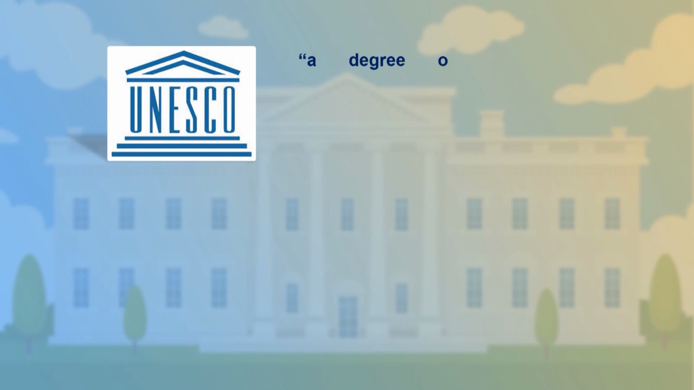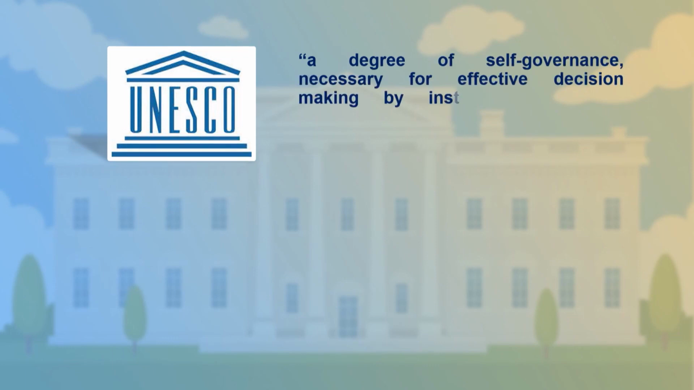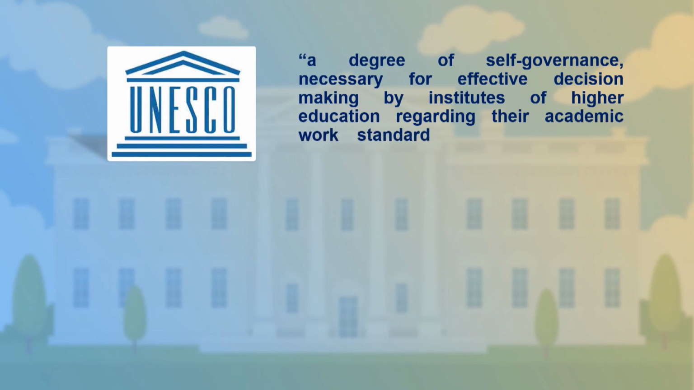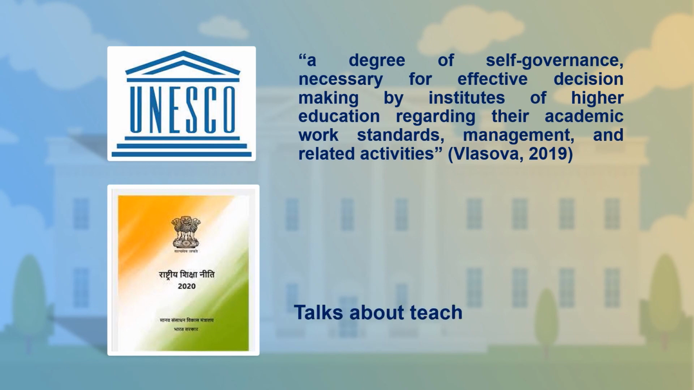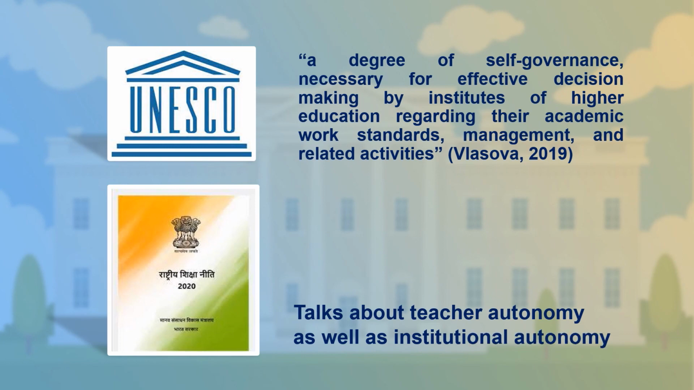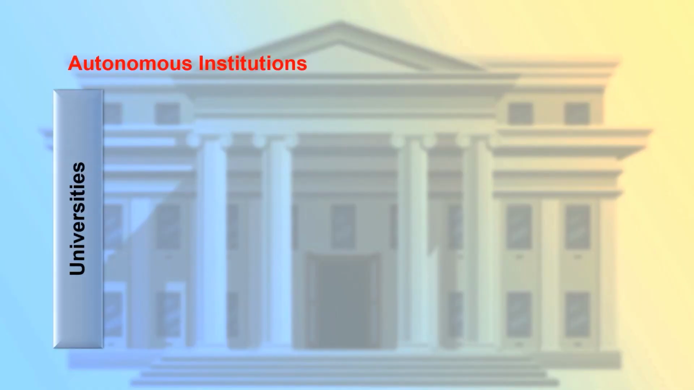UNESCO defines institutional autonomy as NEP 2020 talks about teacher autonomy as well as institutional autonomy. We know autonomous institutions are those which can award their own degrees and have academic independence, like universities, IITs, NITs, etc. Let us now consider the universities.